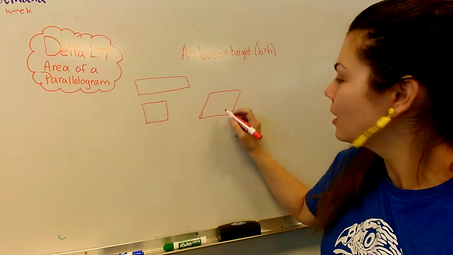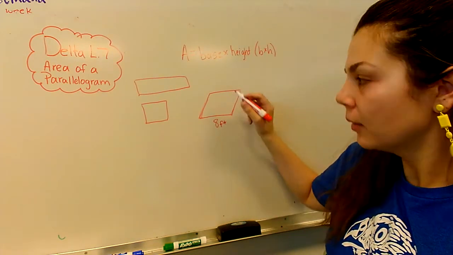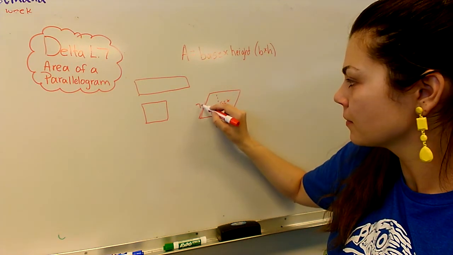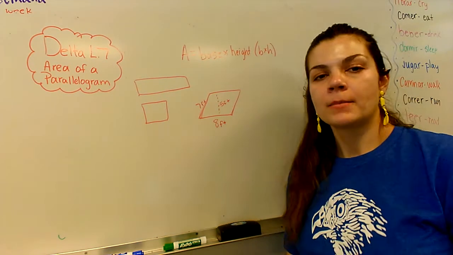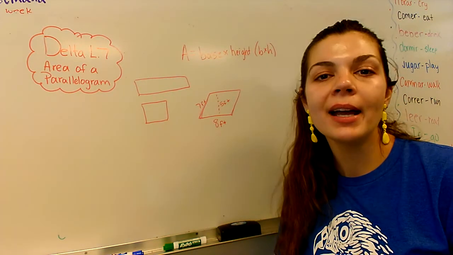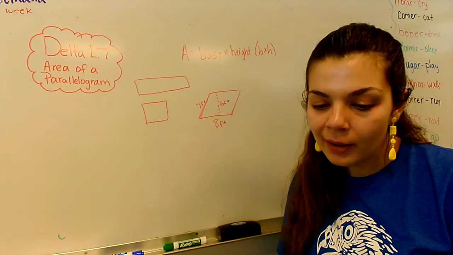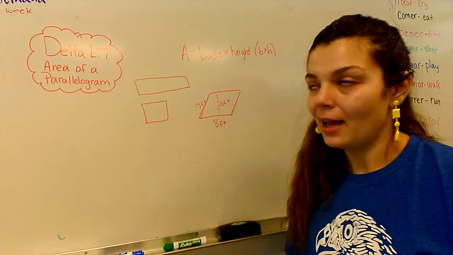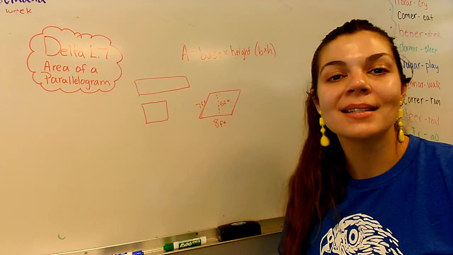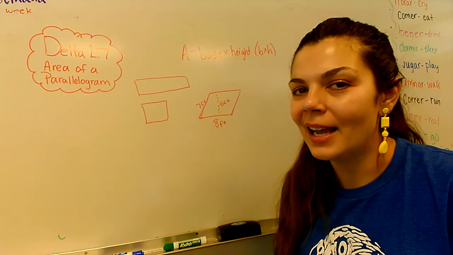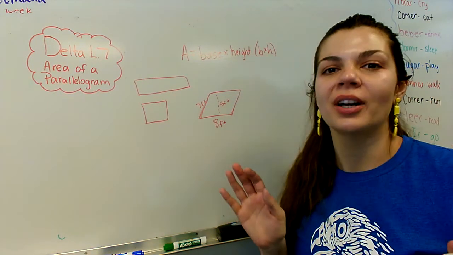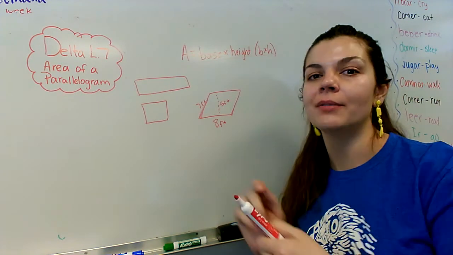So I'm going to write in some numbers here. Alright. So this lesson is asking you to find the area of a parallelogram. The area of a parallelogram is the same as the area of a square or rectangle. It's still base times height. But they like to throw in more numbers to try and trick you. They're not trying to trick you, they're just trying to make you look and find what specifically you're looking for.